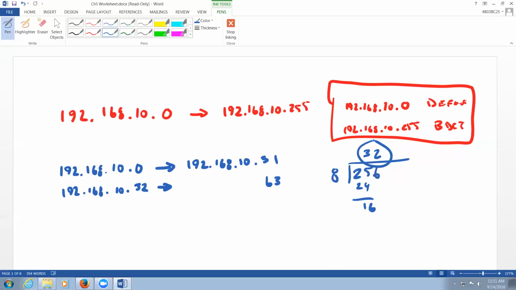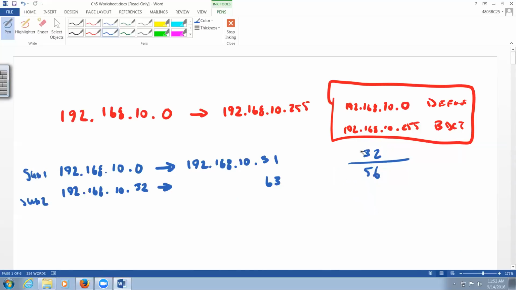Okay? So this is like subnet 1. This is subnet 1, this is subnet 2, okay?